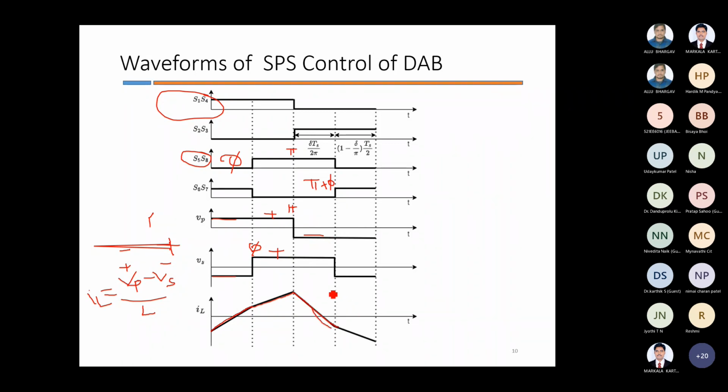And after pi plus phi, you can see here VP is negative and Vs is negative. So the slope will still be negative, but a little bit lower. So the rate of fall of the inductor current will be a little bit lower, and you can see the fall.